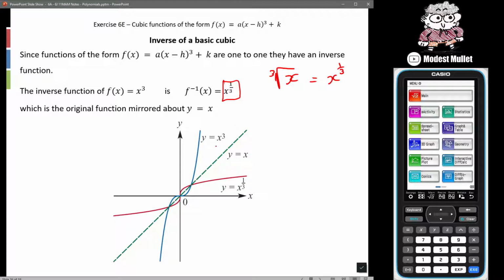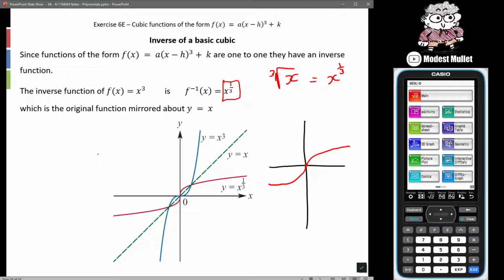As we know from inverses, an inverse is just the original function reflected about y equals x. So there's a lot going on in that graph, but match the colors though. The inverse is the red line. So if we think about the inverse, it starts here, goes up that way, comes down this way.